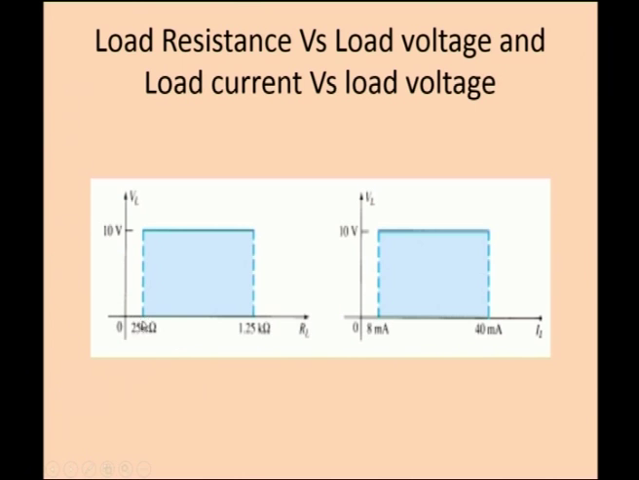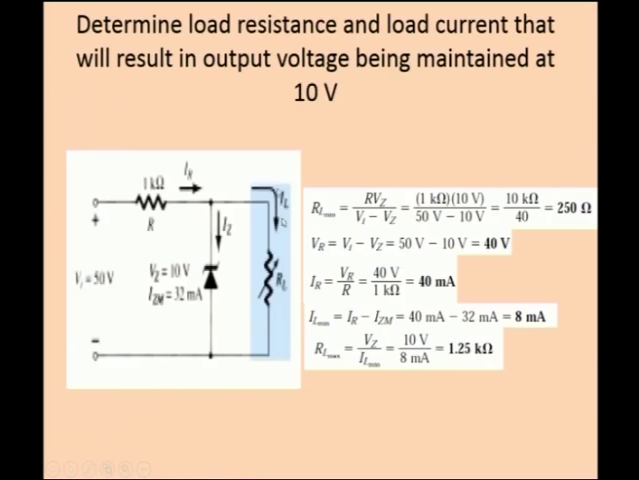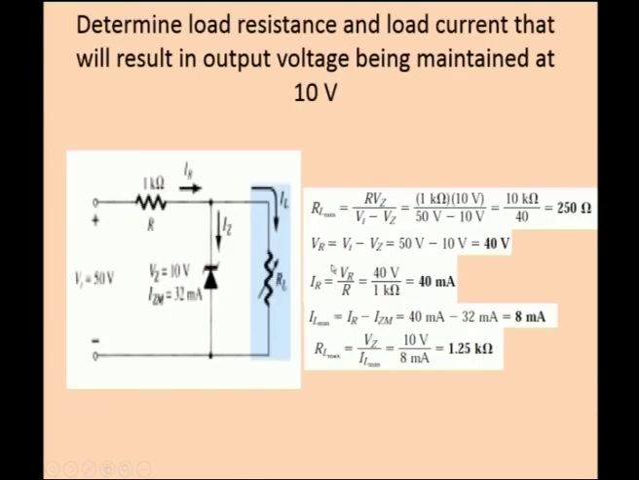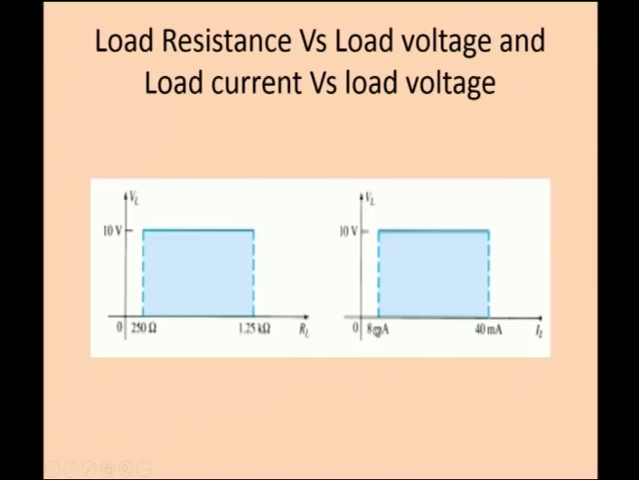If we plot this, this is the minimum load resistance value, this is the maximum load resistance value, and the Zener voltage is constantly plotted as 10 volts. This is the load resistance versus load voltage plot. If we calculate the current, IR is 40 milliamps, and IL minimum is calculated as 8 milliamps. So this is the minimum value, this is the maximum value. When we plot the load current and the load voltage, it is from 8 milliamps to 40 milliamps at a constant 10 volts.